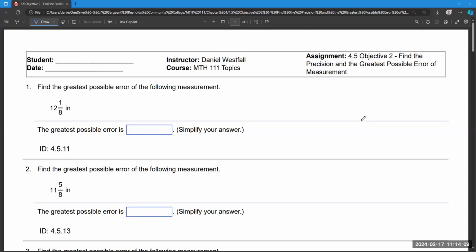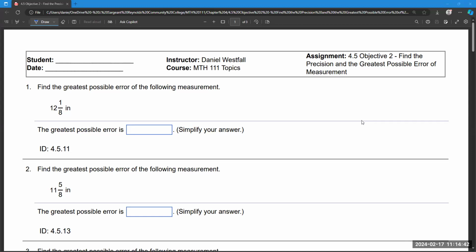In this video, we're going to cover 4.5 Objective 2, find the precision and greatest possible error of measurement. So just as a rule of thumb, the greatest possible error of measurement is half of whatever the smallest unit of measure was that you used. We assume that you kind of eyeballed this and that you weren't going to be off by a whole one of them, but you could be off by as much as half of one of those units.